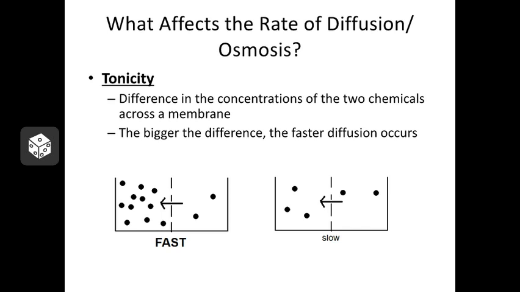In which of those tubes would you expect the fastest rate of diffusion? In other words, in which of those tubes would you expect the cell to gain the most weight? Is it the one that just had a little bit of glucose inside when you started, or the one that had a lot of glucose inside when you started? Think about it.